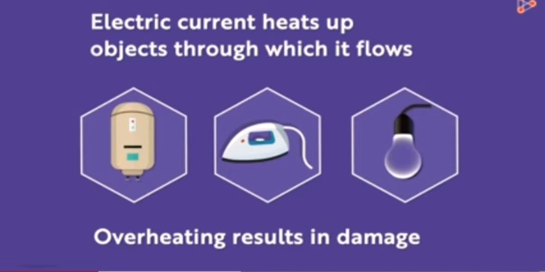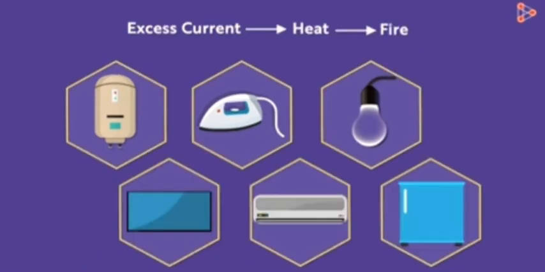But there are some drawbacks also. There are some drawbacks of heating effect of current. That means if excess current flows through the circuit, it results in overheating, and due to overheating, it results in the damage of those electrical appliances. It means when excess current passes through the object, it gets overheated and it can also catch fire. So these are some drawbacks of heating effect of current.